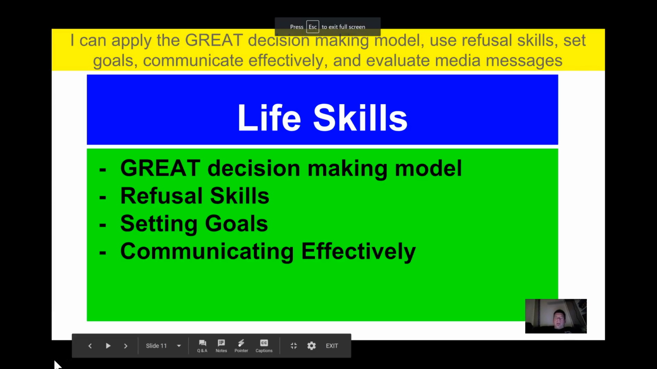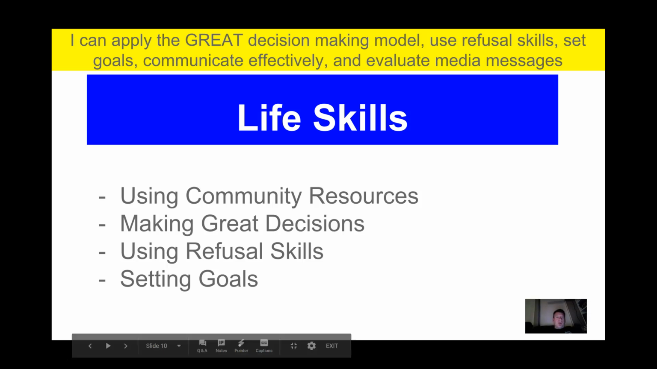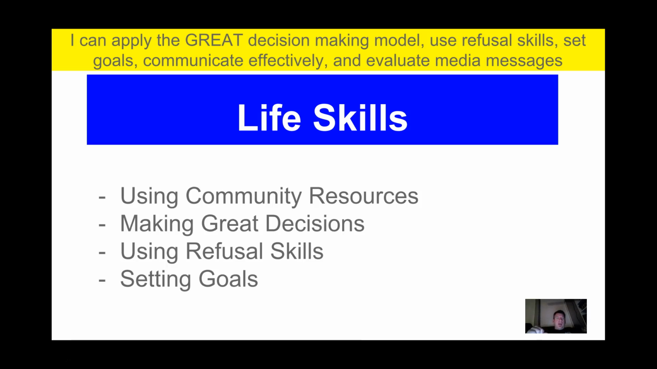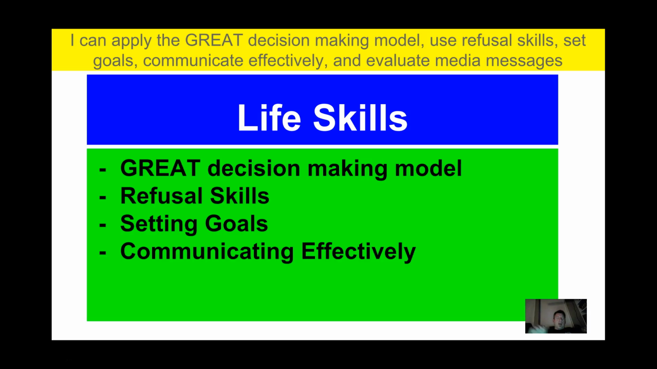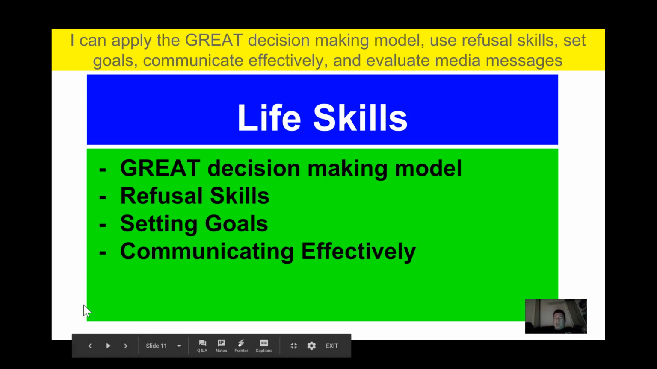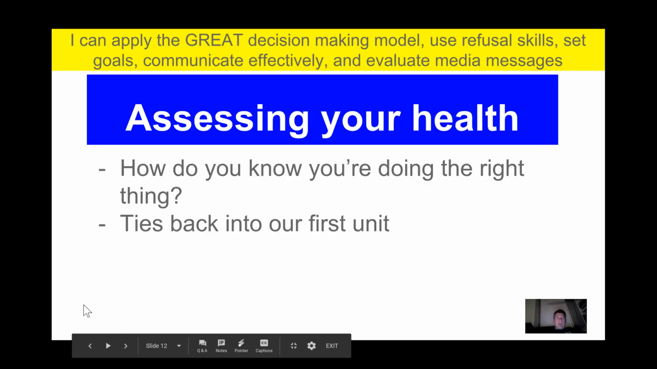All right, jumping back into it. Here are some ones that we're going to spend a little bit more time on: the great decision-making model, refusal skills, being able to say no, setting goals, and communicating effectively. If we come back to our assessment at the end of this unit, these are the ones you're going to focus most of your attention on, but we will talk at least a little bit about the other ones as we go through it.